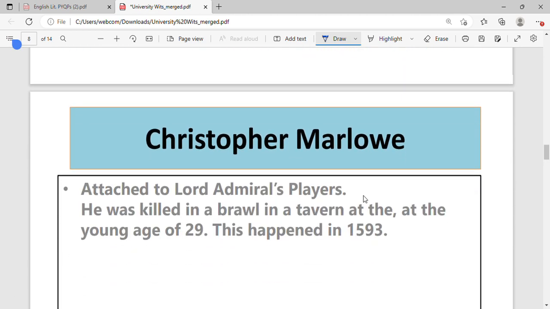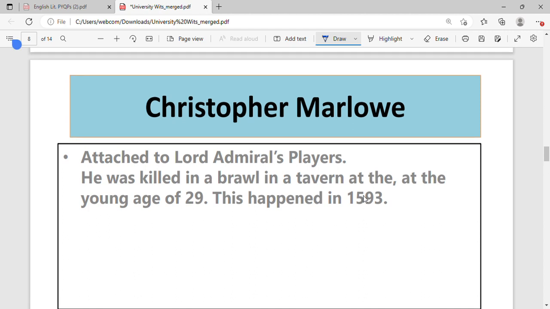Then we have the final, last but not the least, Christopher Marlowe, ladies and gentlemen. He was attached to the Lord Admiral's players, right? This was the theater company, the Lord Admiral's players. So he used to write plays for them, right?